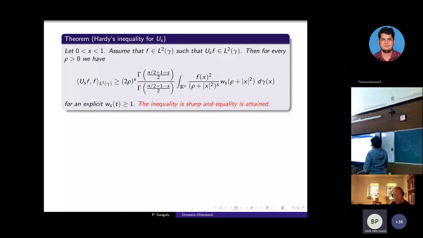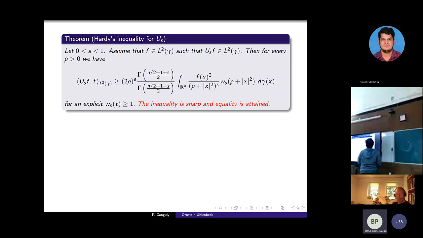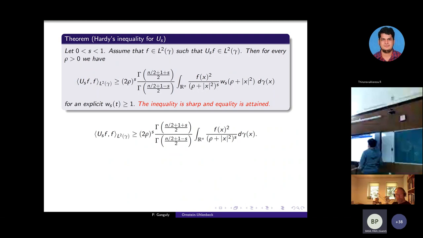And with this consideration, we have this Hardy inequality for U_s. It says if f is in L2 such that the fractional power applied to f is in L2, then for every rho bigger than zero, we have this fractional Hardy inequality for the Ornstein-Uhlenbeck operator U. This constant is sharp and the equality is attained. You can already see the equality is attained for f equal to phi_{-s,rho}. So this inequality is sharp, but we have an extra weight W_s, but this is bigger or equal to one. So we can use that W_s is bigger or equal to one and we get this inequality. That is what we are expecting, but we don't know anything about this constant, whether it is sharp or not. It is exactly analogous to the Euclidean constant, but still we don't know whether it is sharp or not.